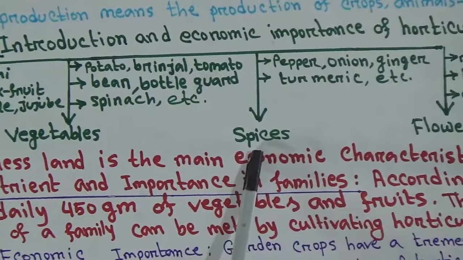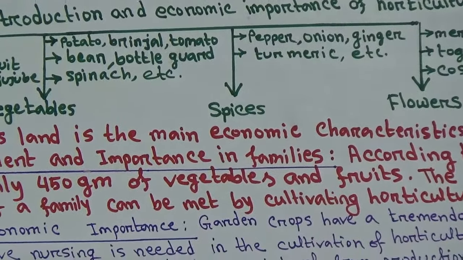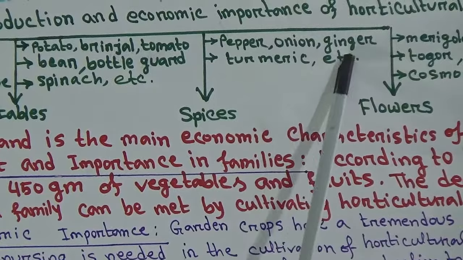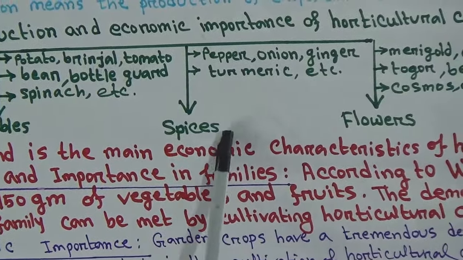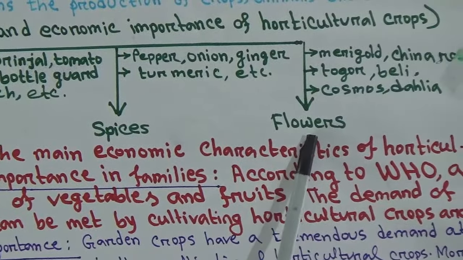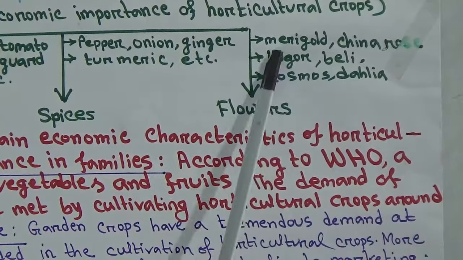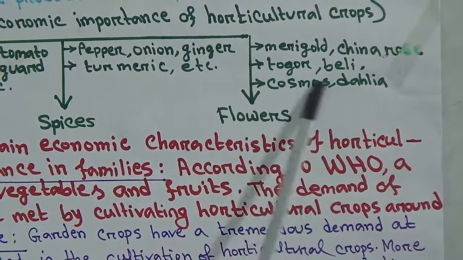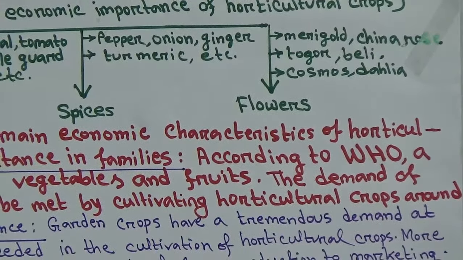Next item is spices. We Bengalis are fond of different types of spices. Okay, pepper, onion, ginger, turmeric, etc. These are spice items. Last one is flowers. Flowers are also a horticultural crop. Okay, marigold, china rose, tagar, bel, cosmos, dahlia, etc. These are our horticultural crops.